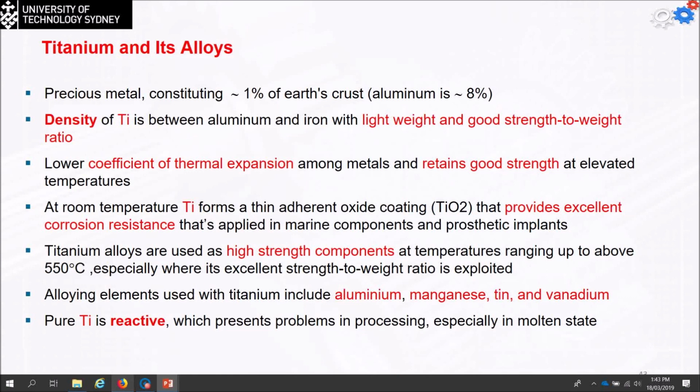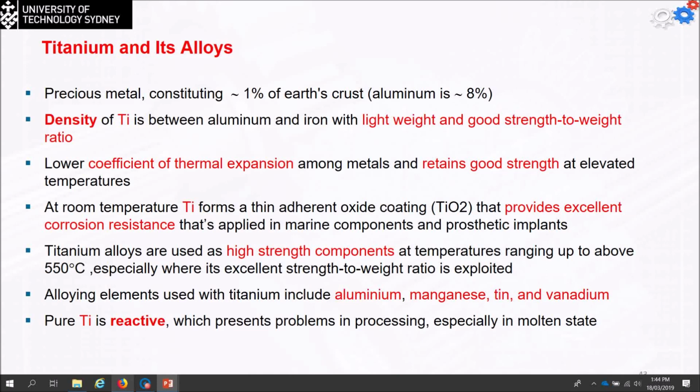You might say you can use it for airplanes, but because it's expensive, it has very limited application in airplanes, though they can use it for spaceships. It has a lower coefficient of thermal expansion among the metals and retains good strength at elevated temperatures. At room temperature, titanium forms a thin adherent oxide coating that provides excellent corrosion resistance. Titanium alloys are used in high-strength components at temperatures up to above 550 centigrade, especially when the excellent strength-to-weight ratio is going to be exploited.